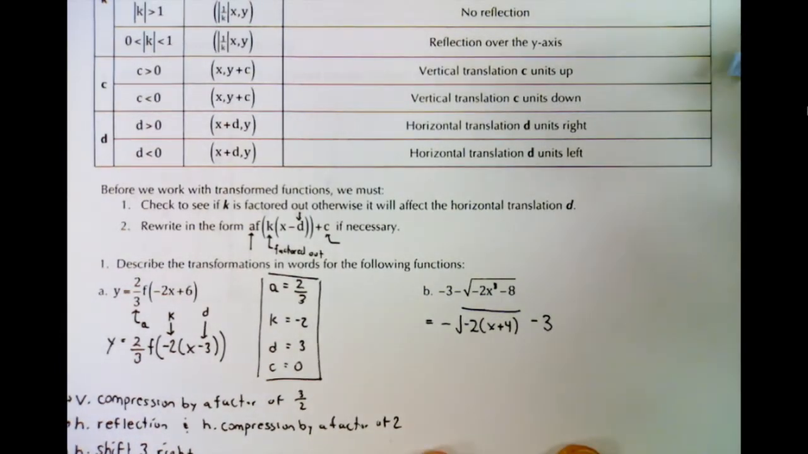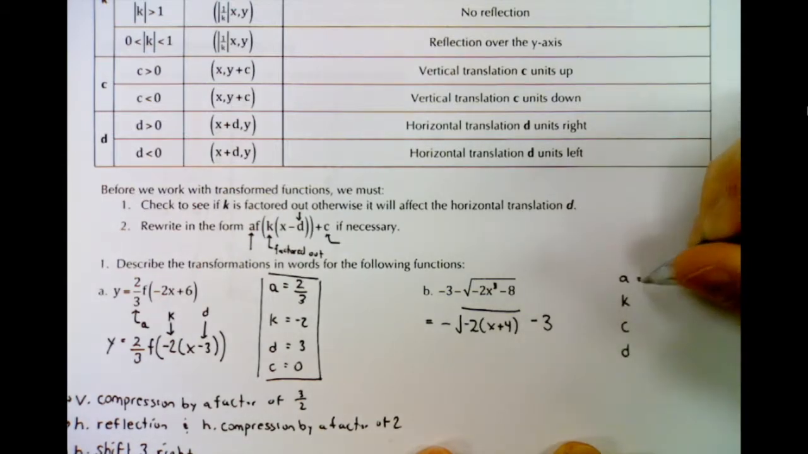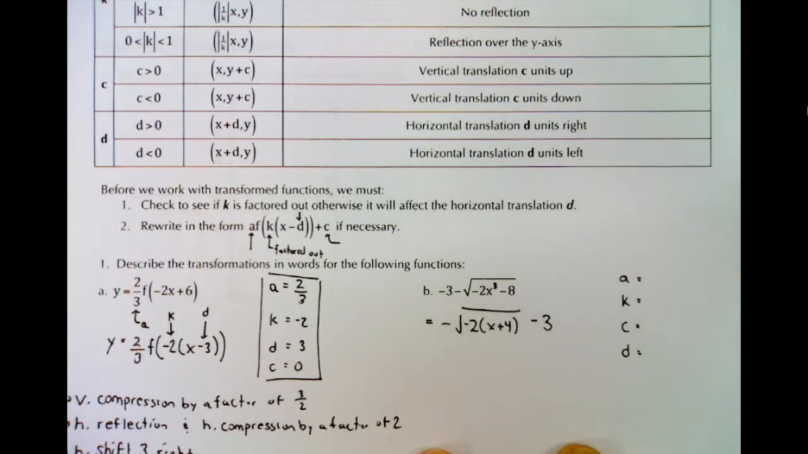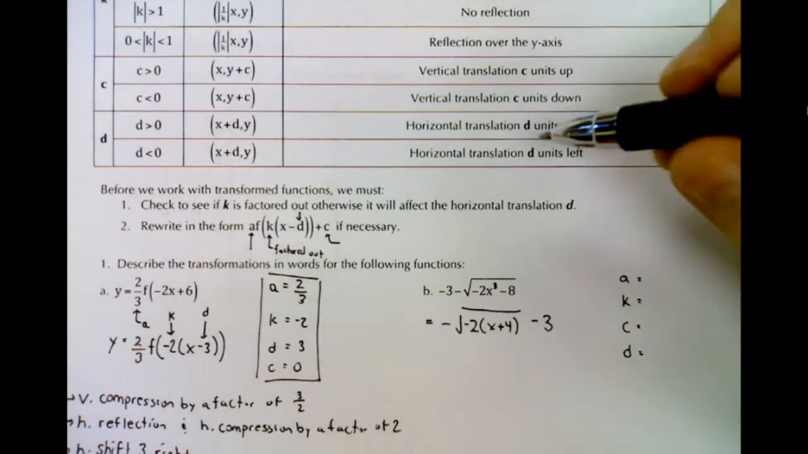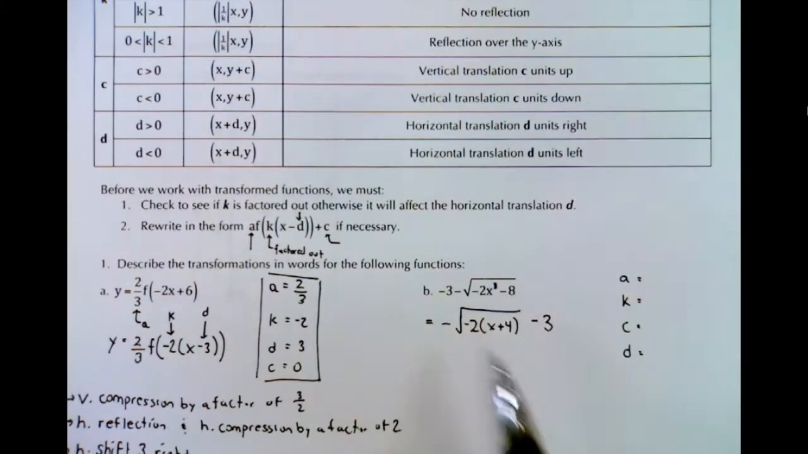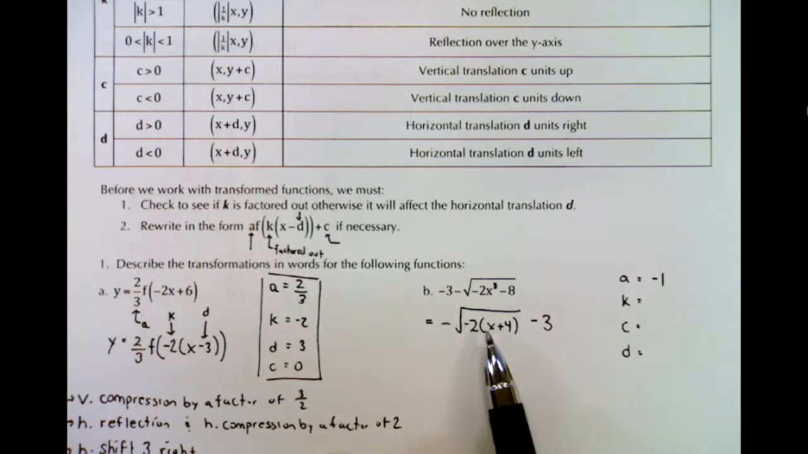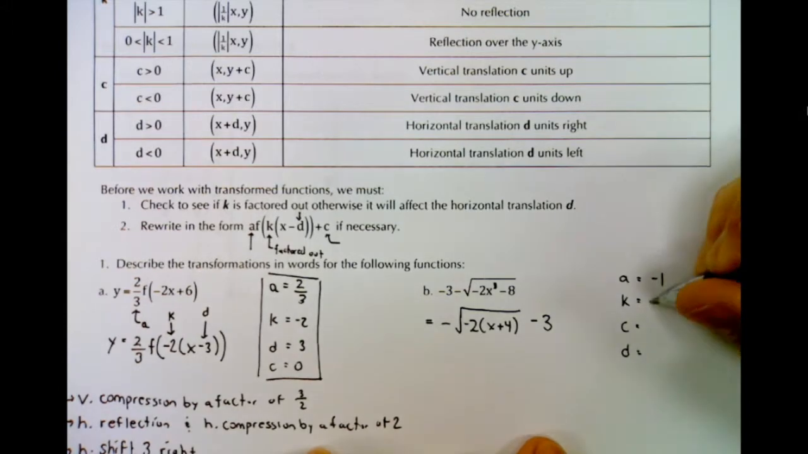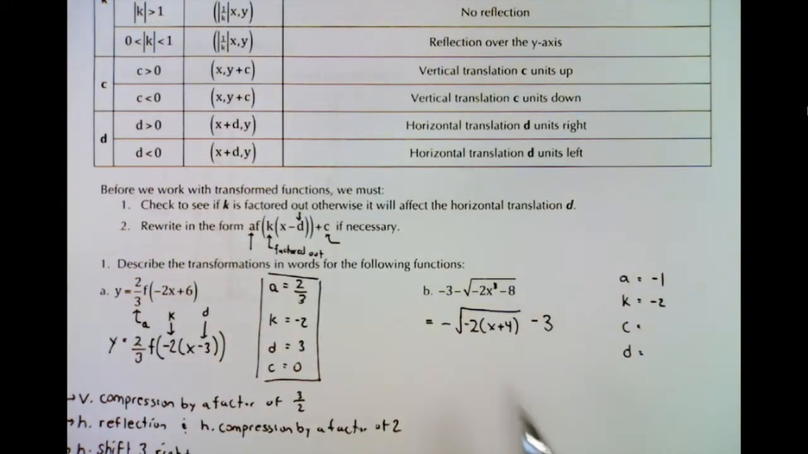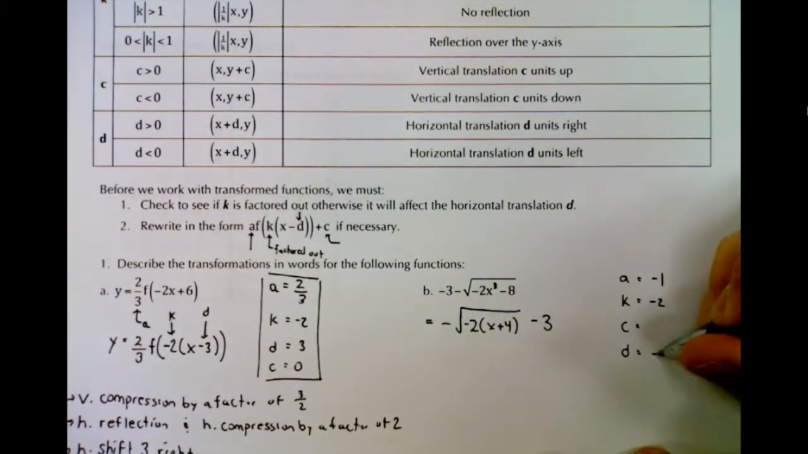Now let's see if we can pick out our A, K, C, and D. A is the multiplier outside the function, in front of the function. The function's the square root function. The square root function has a multiplier, negative 1. The multiplier acting inside the function on the x, that's negative 2, that's K. D is the number being added or subtracted from x. X minus D, so that means that D is negative 4.